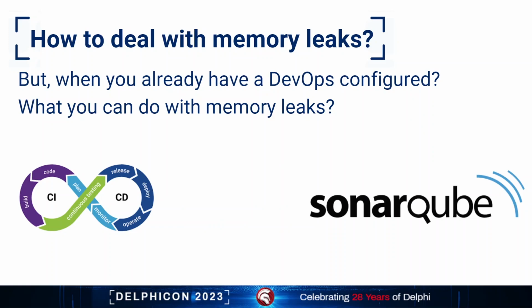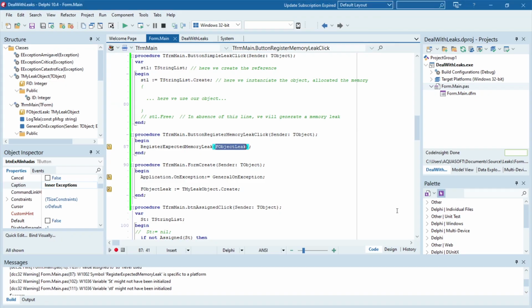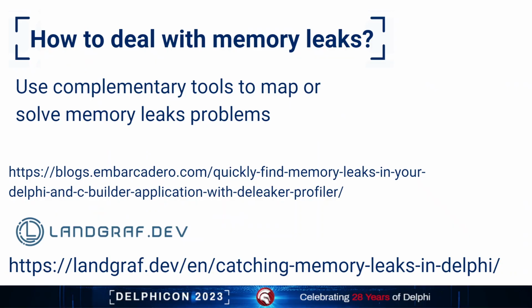And how can we identify where those memory leaks are? Well, to identify and solve these particular memory leaks, I recommend complementary tools to map and solve them, right? With only ReportMemoryLeaksOnShutdown, it may be very hard for you in a large and complex system to identify and solve all your memory leaks.